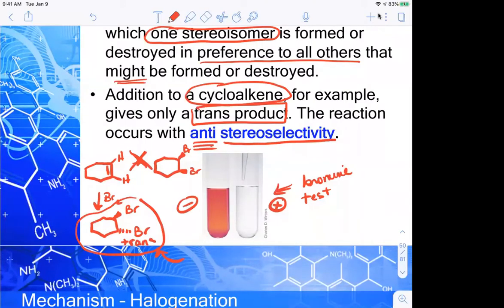This correlates to anti-stereoselectivity because they're on opposite sides, so that's anti. Syn would be this guy. So this would be syn, and this is anti. This syn doesn't form, I have the anti-stereoselectivity. And for our purposes, we have to start with a cycloalkene in order to see that difference.